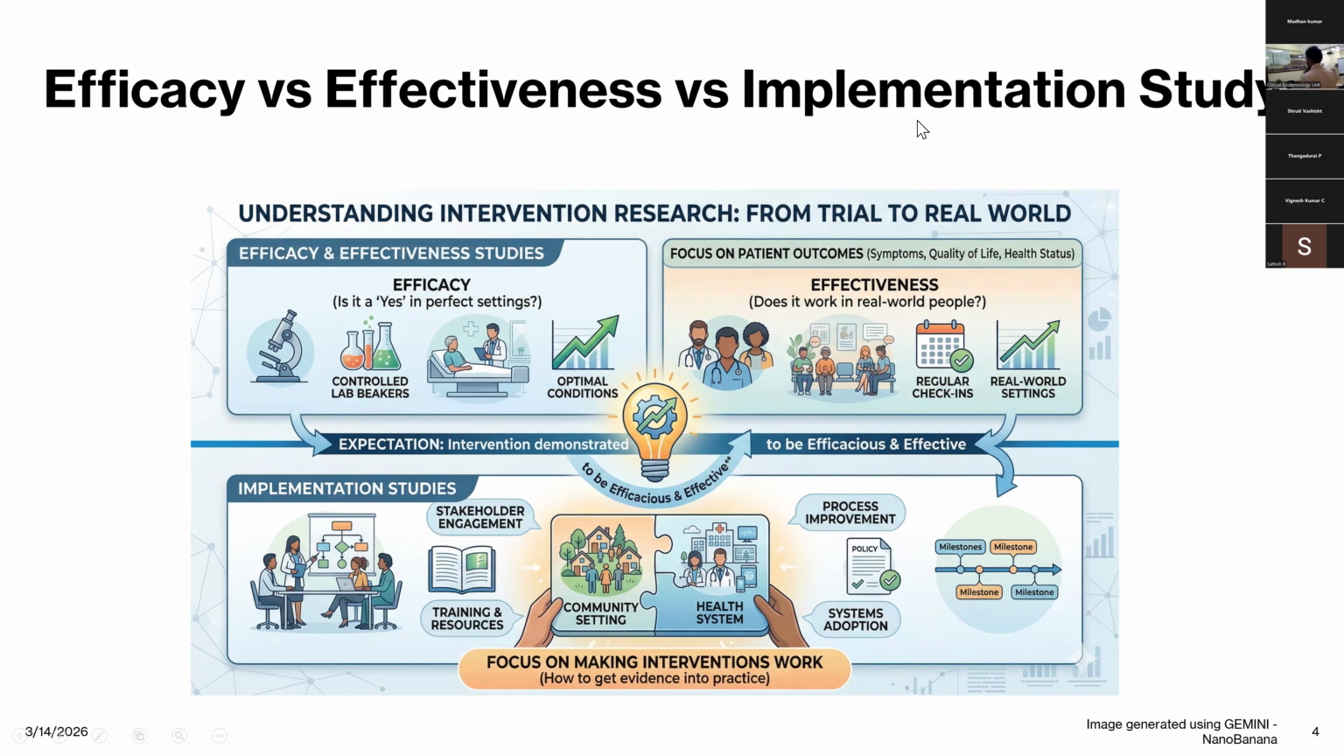Whereas in an effectiveness study, the focus is on whether the drug works in a real world setup. And in an implementation study, our focus will be on how to make the intervention which is effective come into practice. So it involves multiple different layers of framework, which includes stakeholder engagement, resources, availability of training, the community setting, and the healthcare system. And we'll be seeing in the coming slides how to bring evidence into practice.